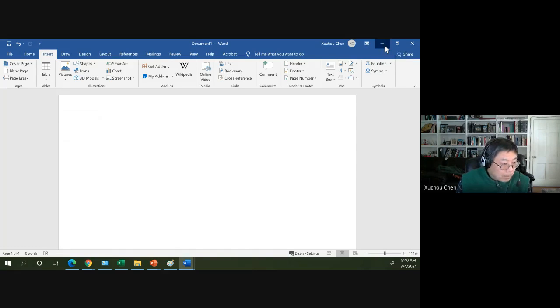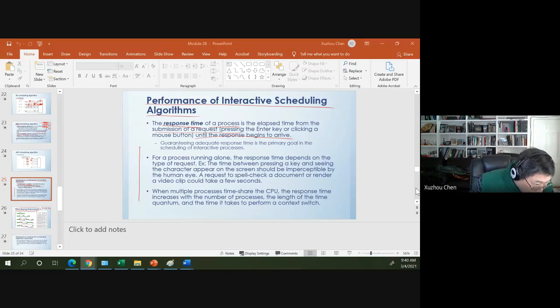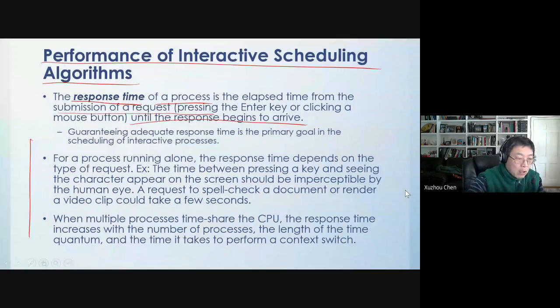Okay, so let's continue with chapter 3, which is also module 2B. Module 2A is chapter 2, 2B is chapter 3. So far we have talked about scheduling for processes, and we talked about various different scheduling algorithms. Some of the scheduling algorithms are basically for batch systems, and some are for interactive systems.